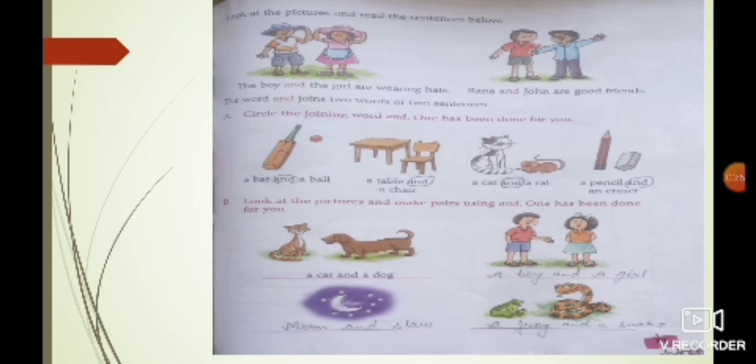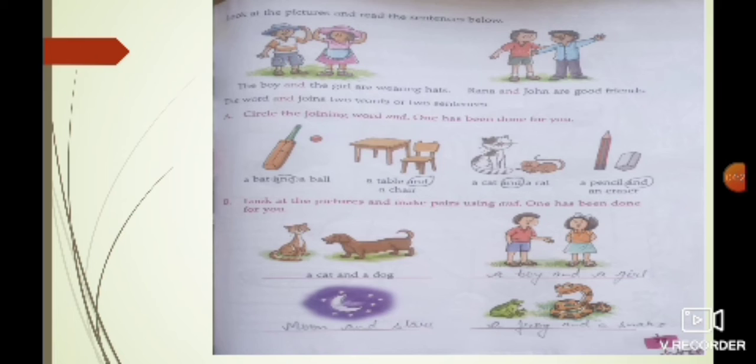See the second picture? Rana and John are good friends. Again in this picture, two persons are there, Rana and John, and they are good friends. So the sentence framing will be Rana and John are good friends. Now, the word and joins two words or two sentences. This is the definition of joining words or conjunction.